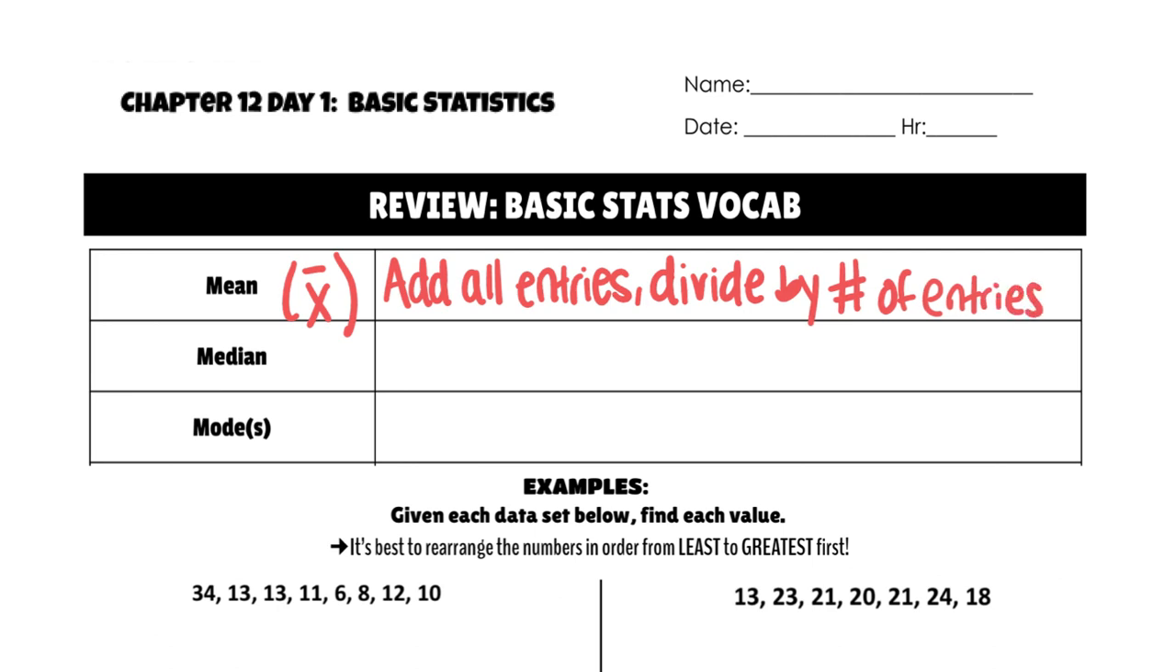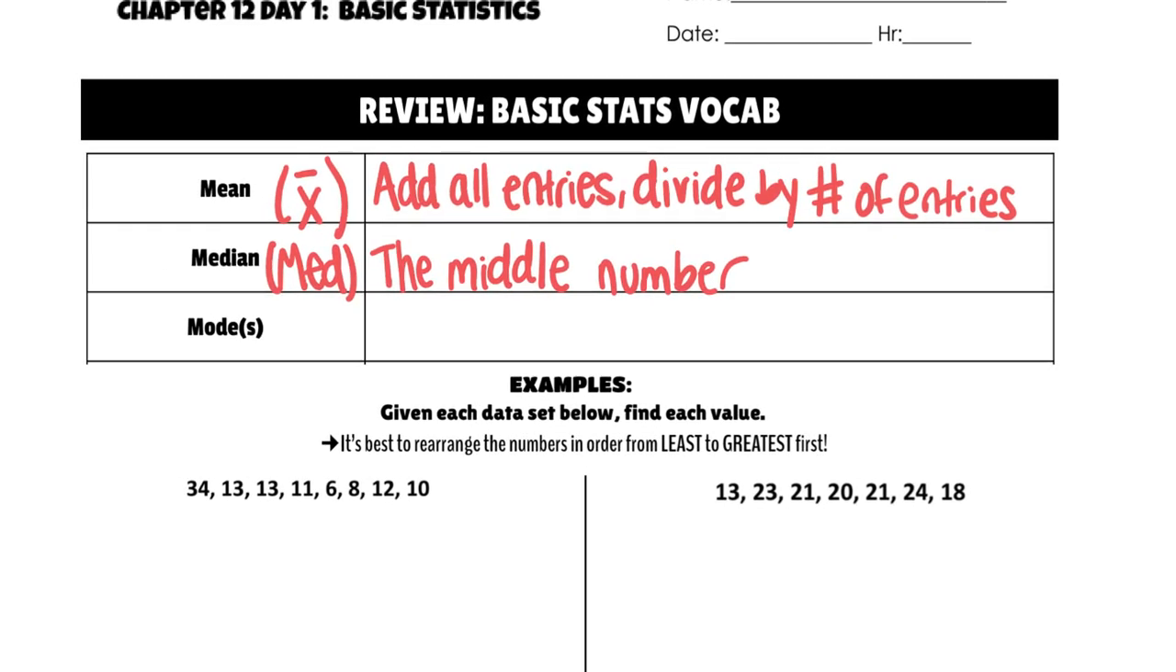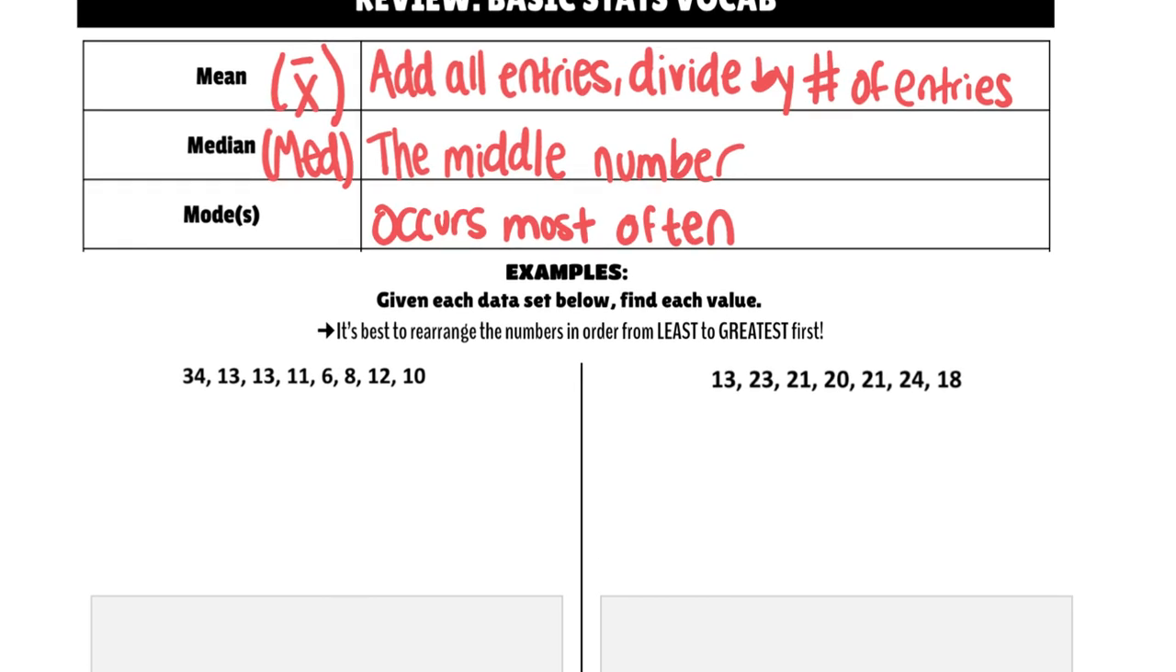Okay, the median, there is no symbol for it really, but when we start doing more things on the calculator later, it is MED. But the median is the middle number. If the data set has an even number of entries, there will actually be two middle numbers, so you just average those, which we'll see in a minute. And then the mode is the most commonly occurring data value. So I'm just going to write occurs the most often. Sometimes a data set can have no mode, and it might have two modes. So we'll talk about that a little bit.